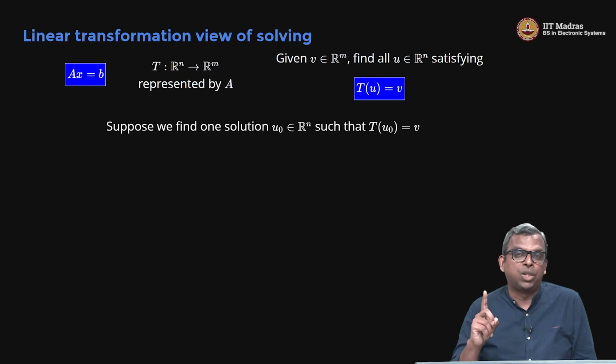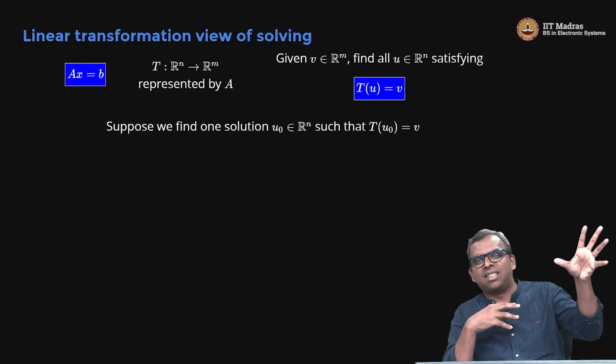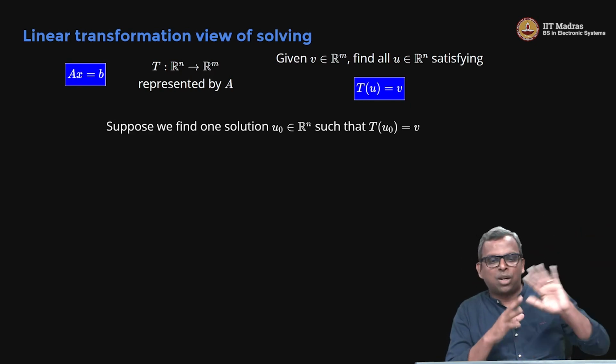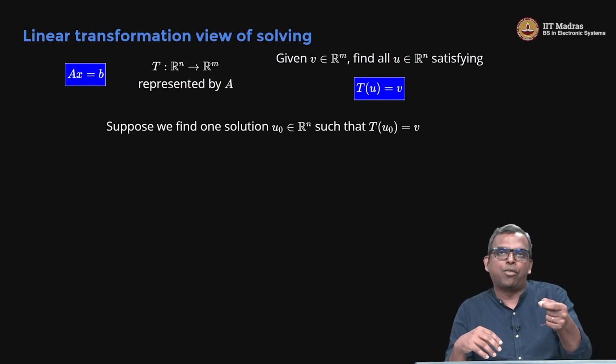It may turn out that you can never find a solution. I showed you some examples, right? If your right hand side, if your v is not in the range, then you won't get any solution. So that can also happen. If I know that the v is in the range, I should be able to find one. So let's say I find one.